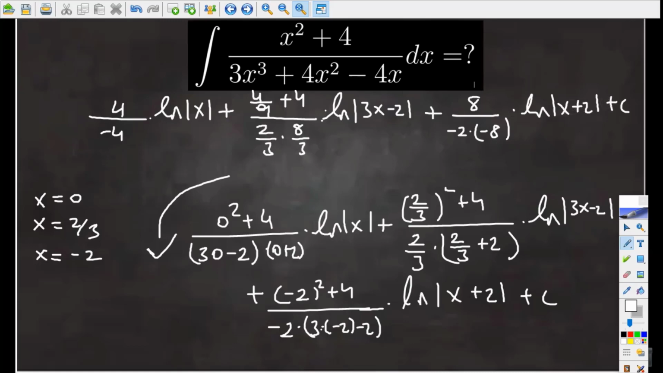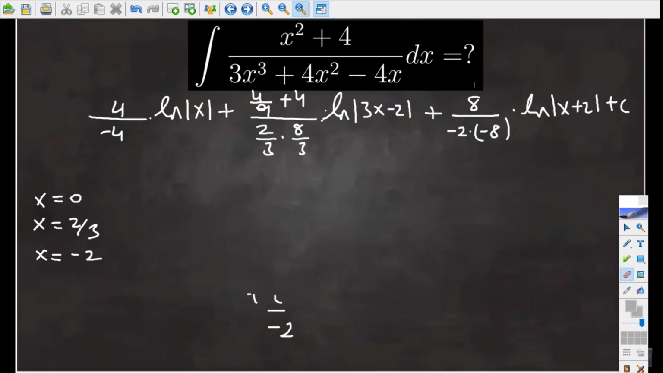Alright, let's go one more step into simplifying this expression, but before that I need to clean up this bottom part so we can create more space for us. So 4 divided by -4 is -1, so it's going to be -ln x plus. So 4 over 9 plus 4 is going to be equal to 40 over 9. So let's quickly simplify that. 40 over 9 times 9 over 16, which simplifies. This is 5, this is 2. So it's going to be 5 over 2.